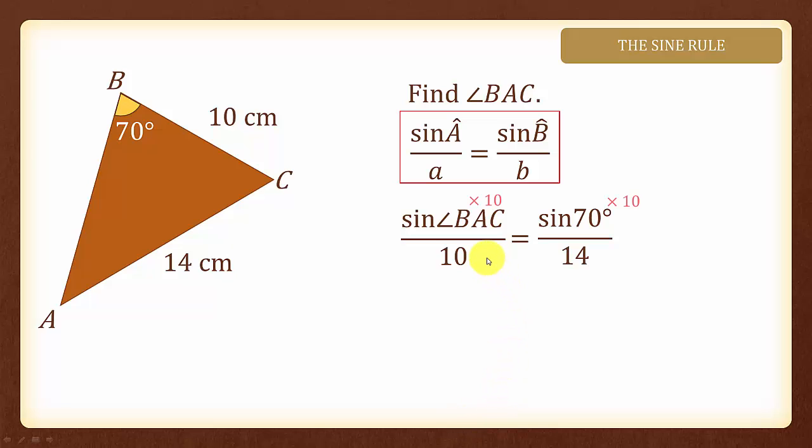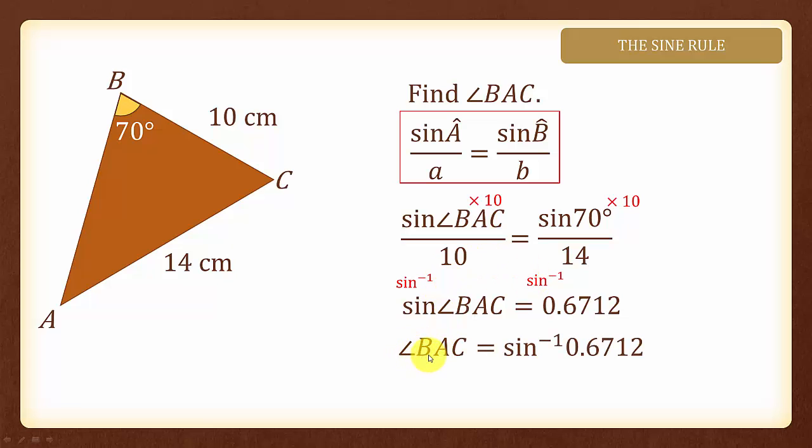To solve this, we will multiply 10 on both sides, and we will have sine angle BAC equals 0.6712. To solve this, we will take the inverse sine on both sides, and we will be left with angle BAC equals the inverse sine of 0.6712. Pressing your calculator, and remember to leave it in degree mode, we will have 42.2 degrees rounded off to 1 decimal place. And hence, given an angle and an opposite side, we can use the sine rule to find other angles and other lengths.